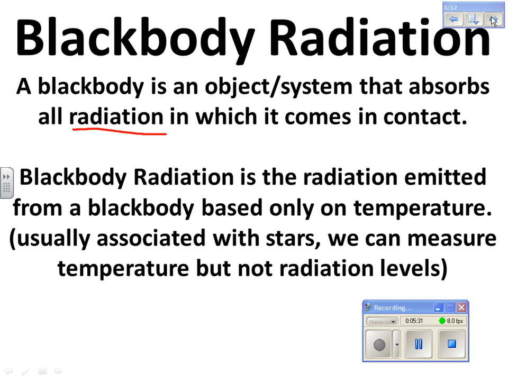Okay, and what's interesting about this, we won't go into a lot of detail, but we can only tell this by the temperature. It's usually associated with stars. We can measure the temperature, but not the radiation levels. We can't tell exactly how much radiation is given off, but we can measure the temperature of it. Another example there.